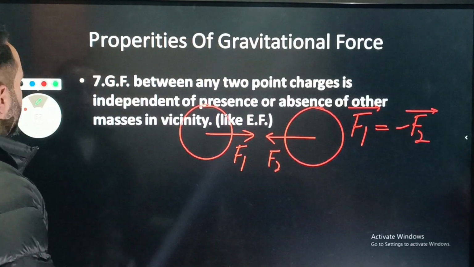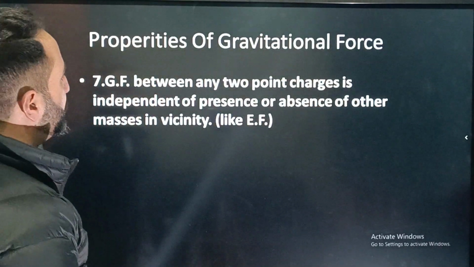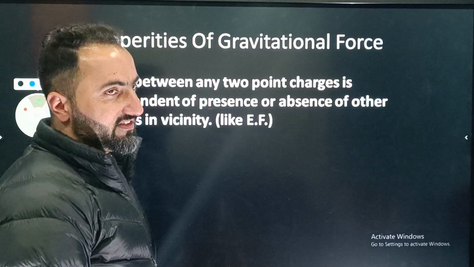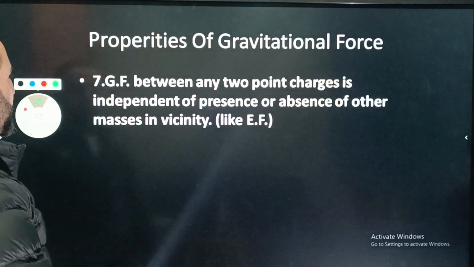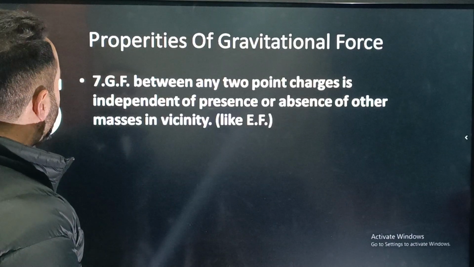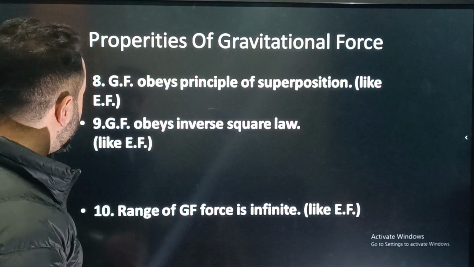Now property number 7. Gravitational force between any 2 point masses is independent of the presence or absence of other masses. You know this as well. Property number 8: gravitational force obeys the principle of superposition. We'll be discussing it later on separately.